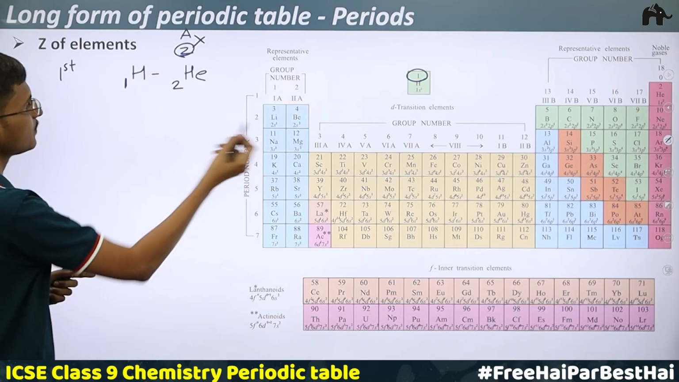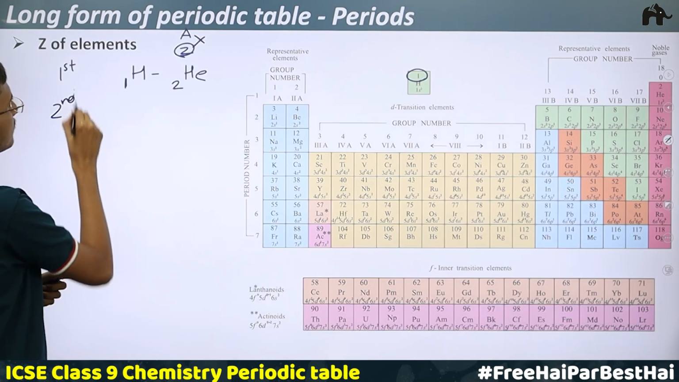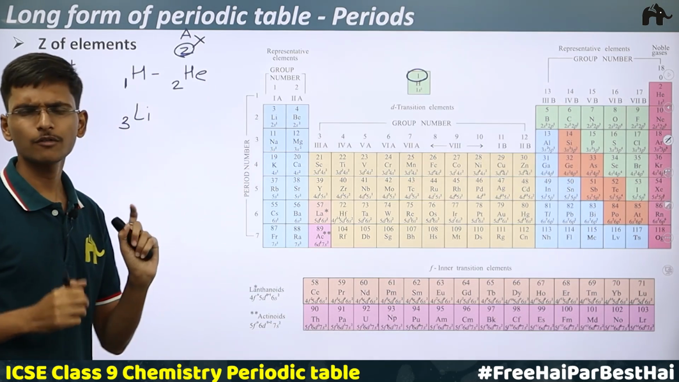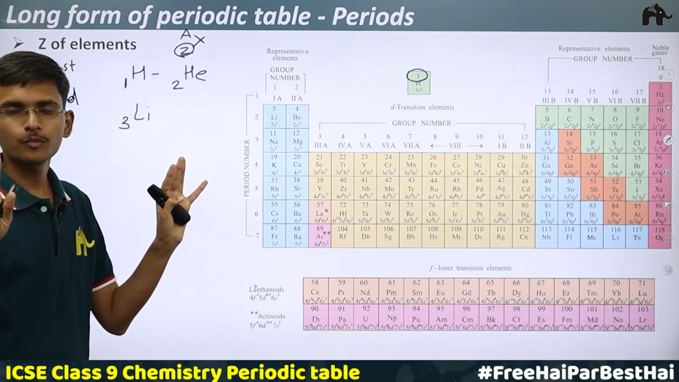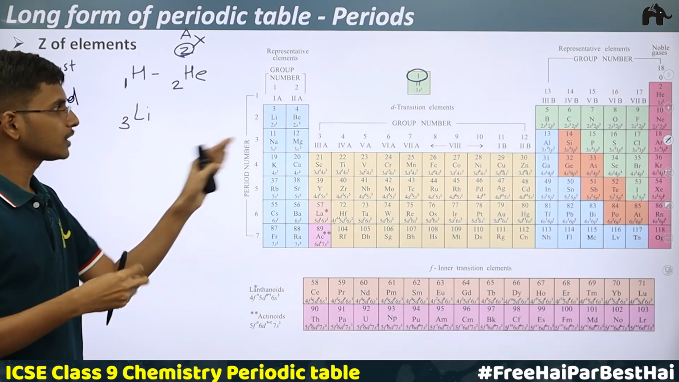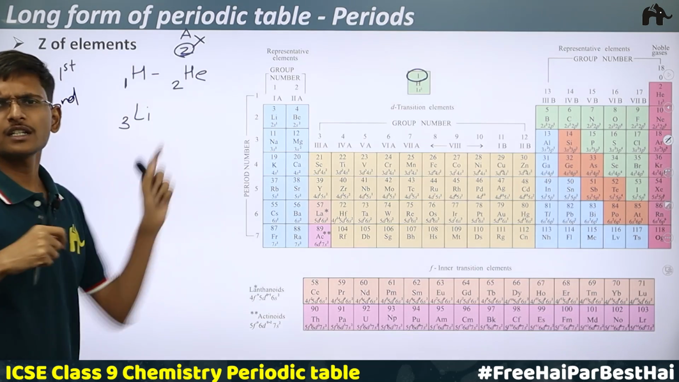The next period starts from lithium, second period. So lithium's atomic number is 3. You can see here in the periodic table. I'm not doing anything super magic. I'm just observing the periodic table and writing the elements, which is the first element of that period and the last element of that period.